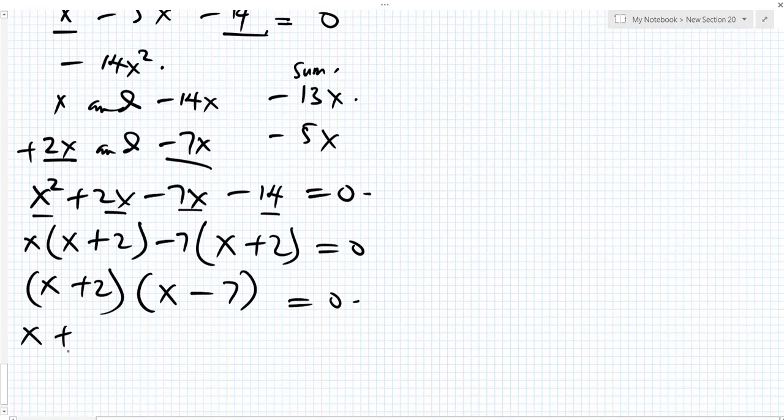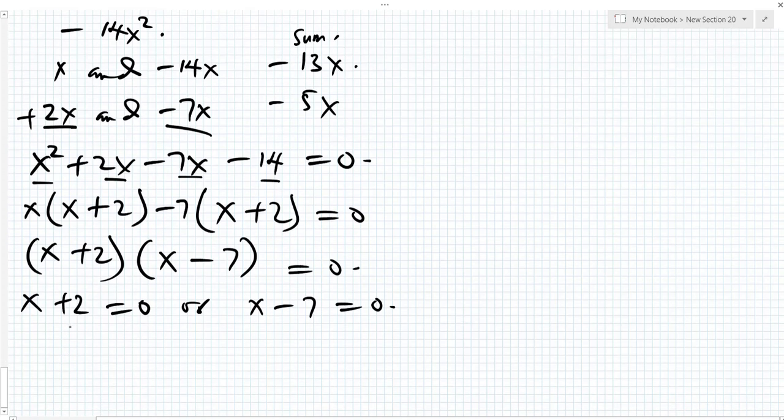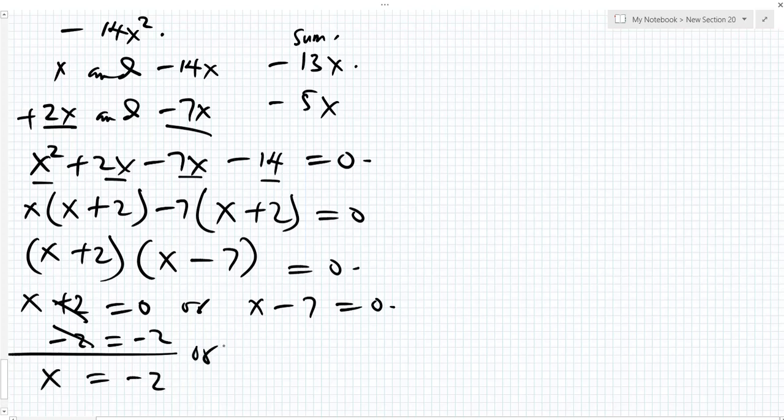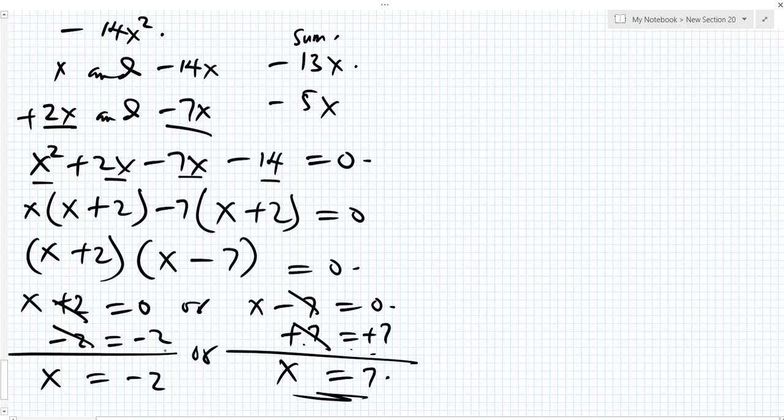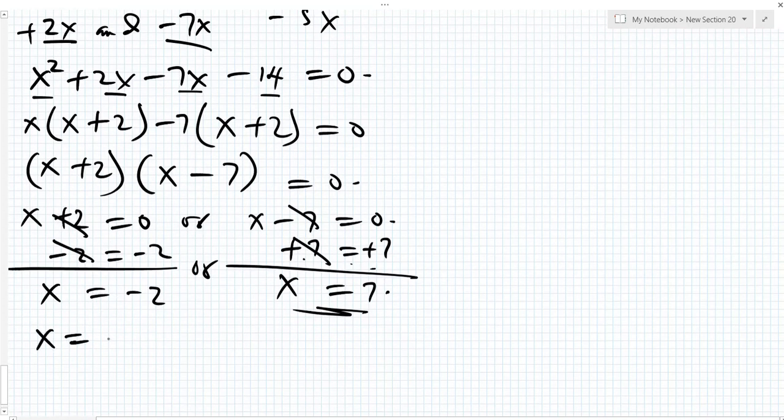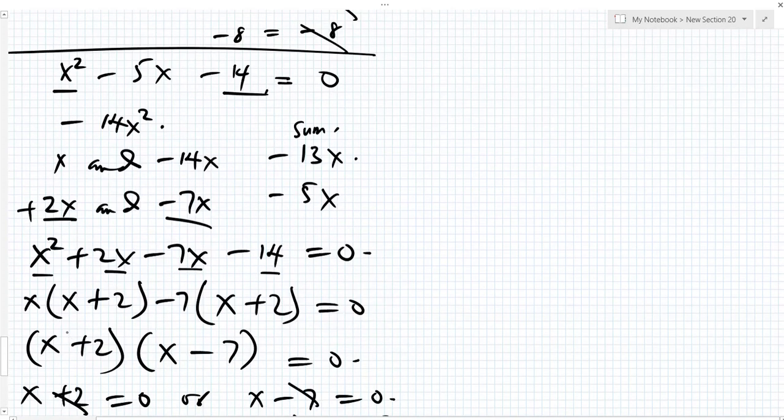So that means x plus 2 is equal to 0, or x minus 7 is equal to 0. For the first term, adding minus 2 to both sides, this will cancel out, and I'm left with x equal to minus 2. Or if I add plus 7 to both sides of the second term, this will cancel out, 7 minus 7 cancels, so you're left with x equal to 7. So the answer for this equation is x is equal to minus 2 or 7. So this is the final answer.